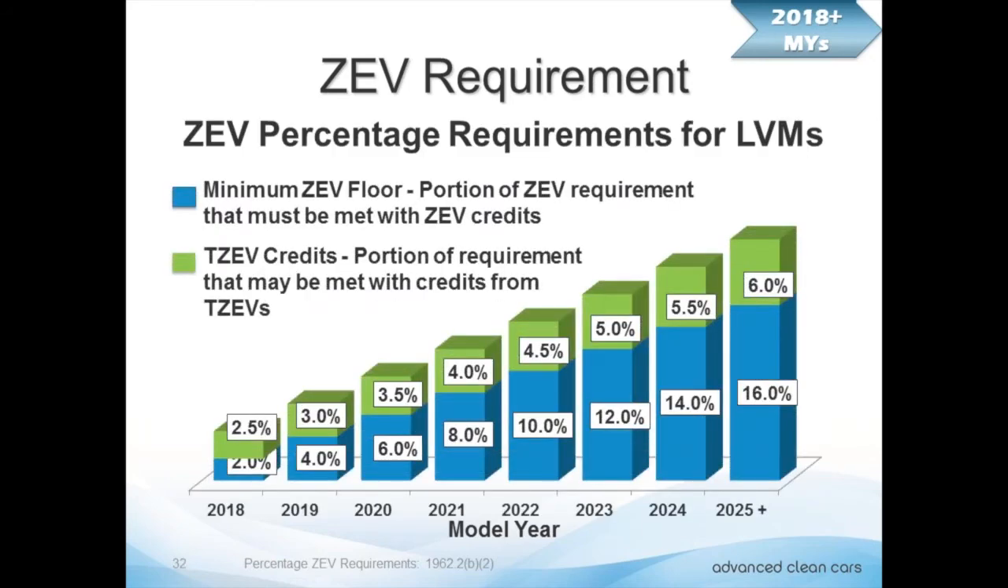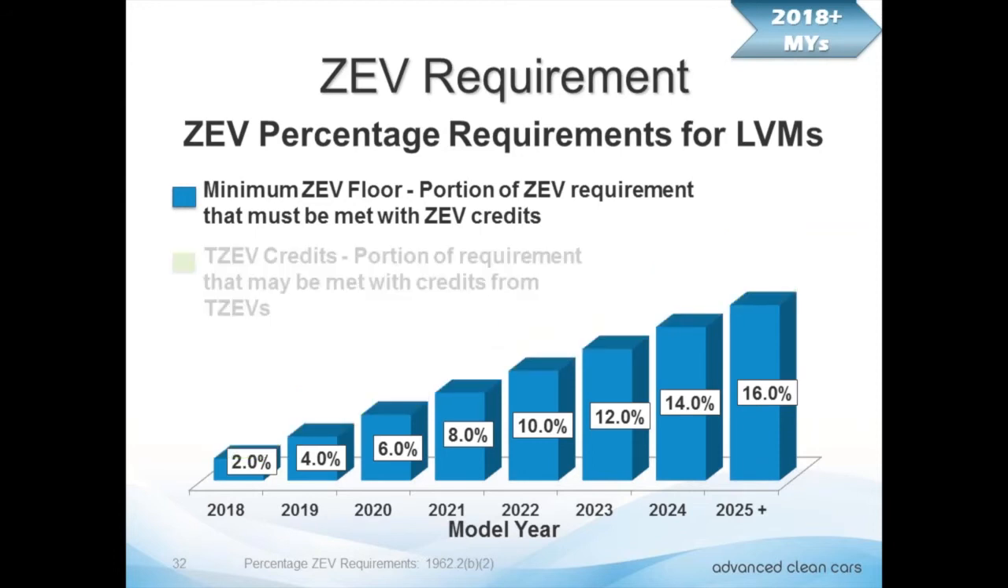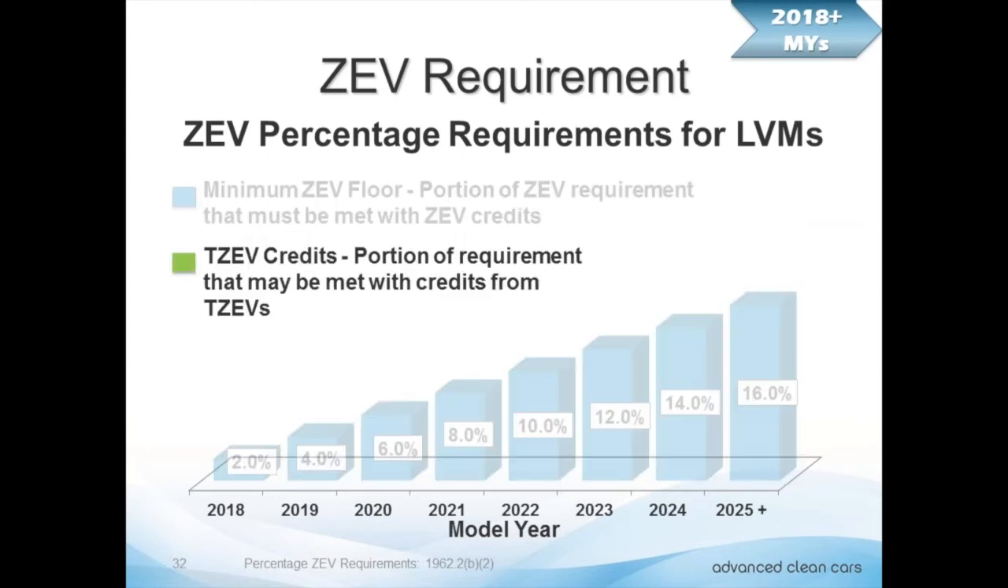For a large volume manufacturer, this graph shows the portion of a manufacturer's total ZEV credit requirement that can be met with credits from different vehicle types. For example, the blue bars represent the portion of a large volume manufacturer's requirement that must be met with credits from pure ZEVs, otherwise known as the minimum ZEV floor.